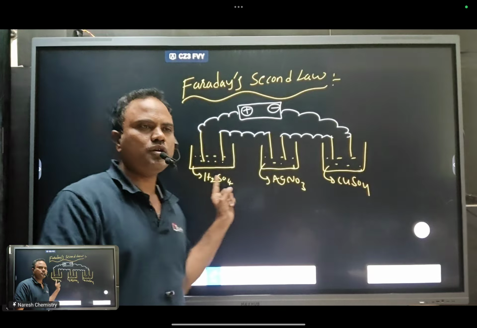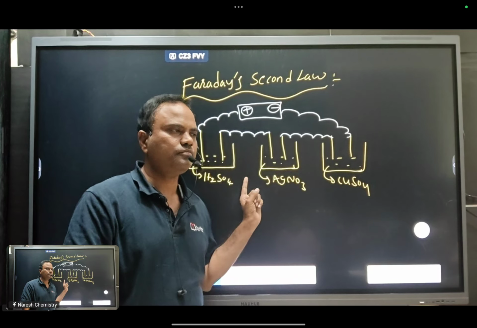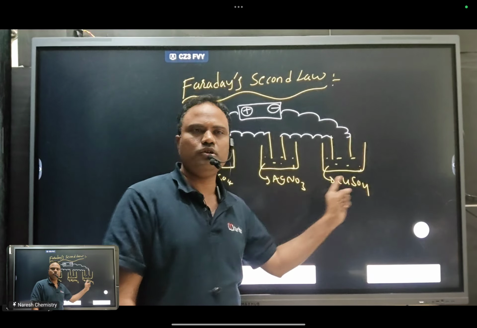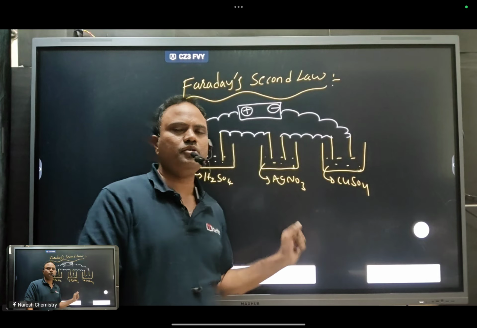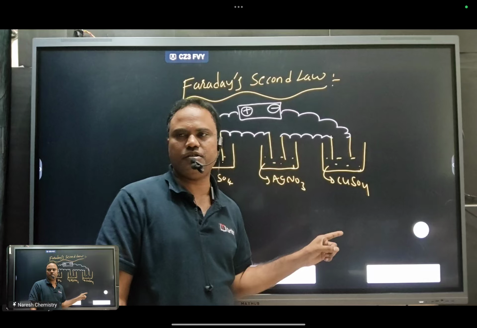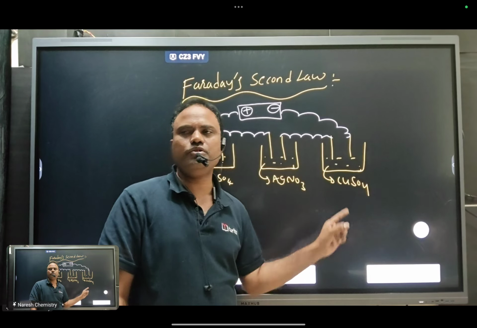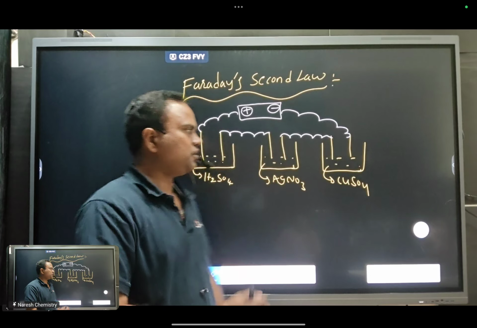For example, let us consider W1 is the weight of hydrogen, W2 is the weight of silver, W3 is the weight of copper. W1 is to W2 is to W3 is equal to the equivalent weights E1 is to E2 is to E3. See the definition.